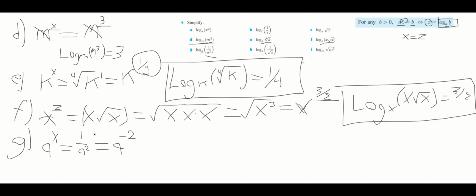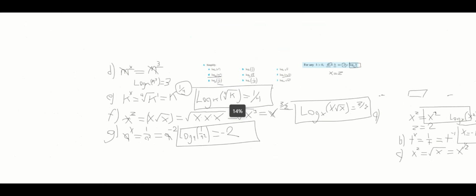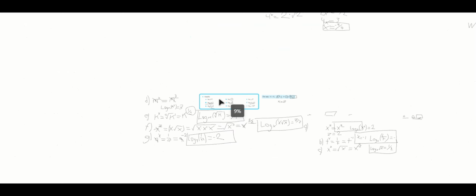A to the power of negative 2, because it's a reciprocal. So that means x, because we're canceling out the bases, x equals negative 2, which means, again, the entire equation equals negative 2. So log base a of 1 over a squared equals negative 2. Awesome. There we go.